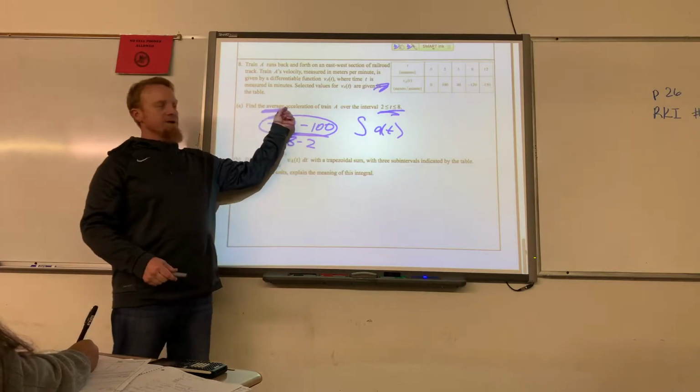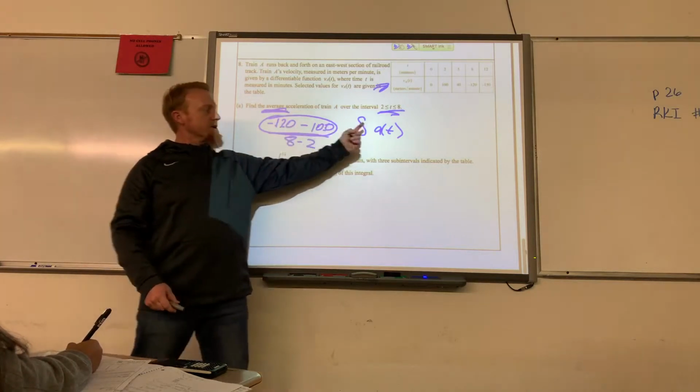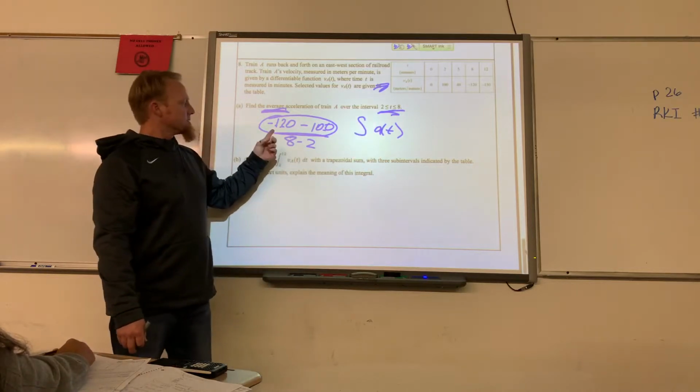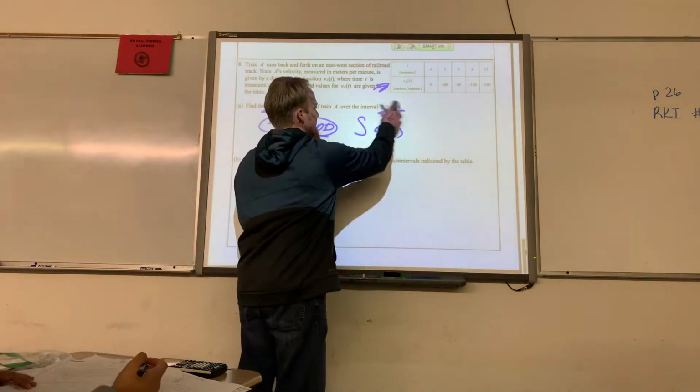Okay, so when they do average, they're either going to give you the values, or you're going to have to integrate to get the values. Make sense? Everybody with me? So what does this end up being? Anybody do it?